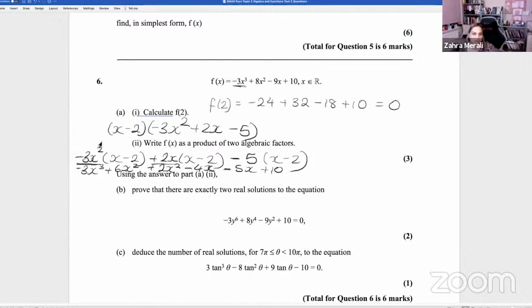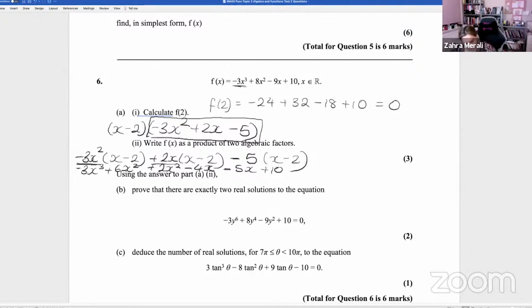And it just wants us to give 2 algebraic functions, so we're done. Okay, using your answer to part A, part 2, prove that there are exactly 2 real solutions. Well, first of all, we need to work out how many solutions this will give us.